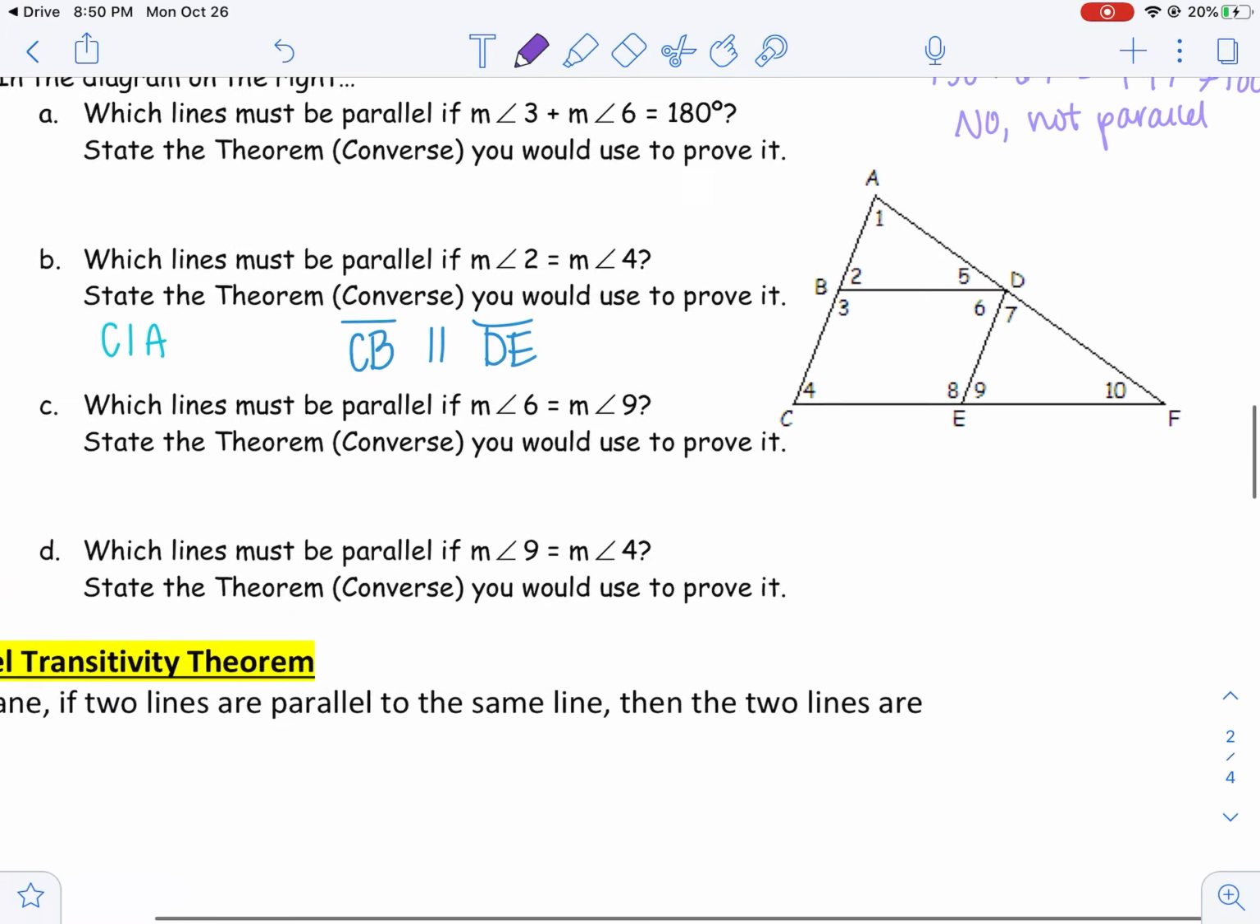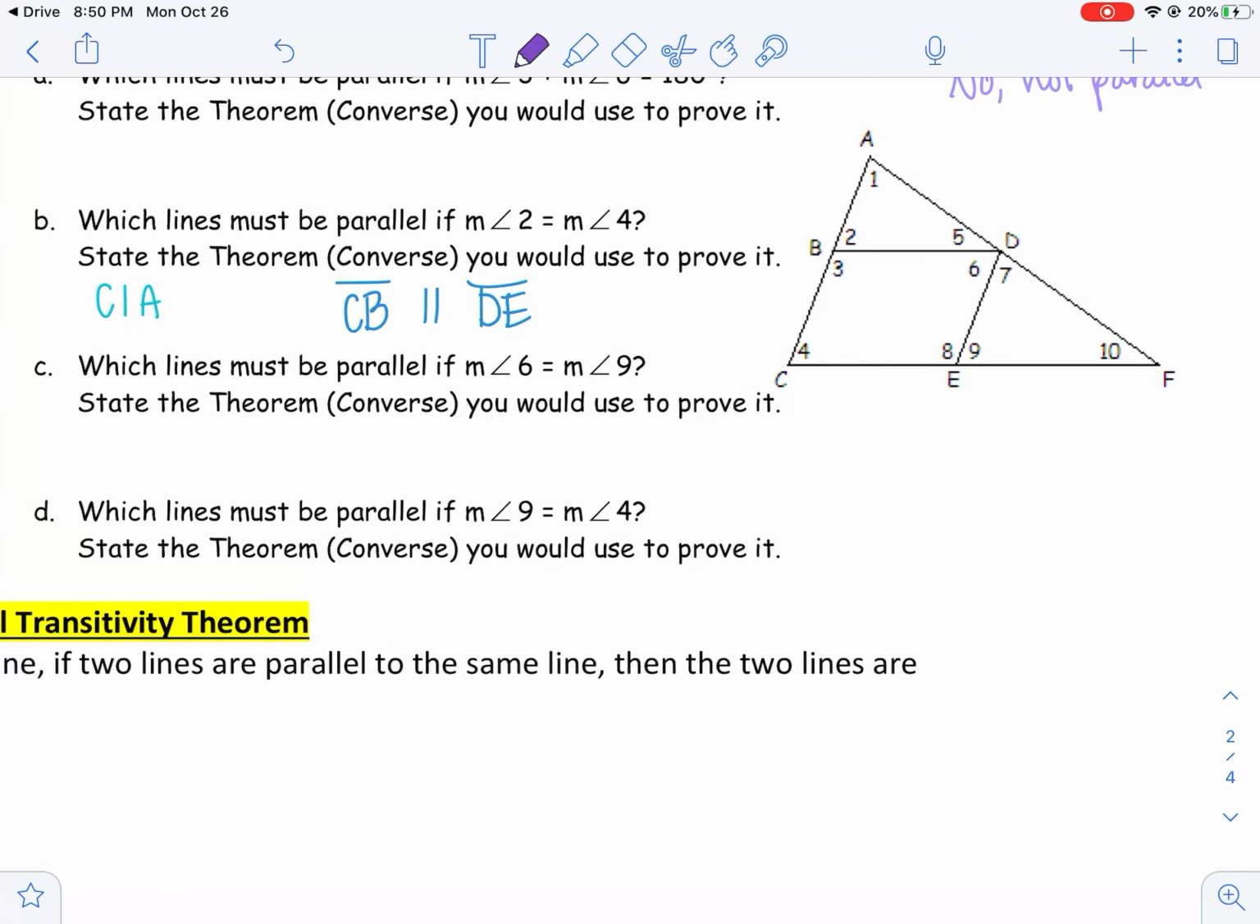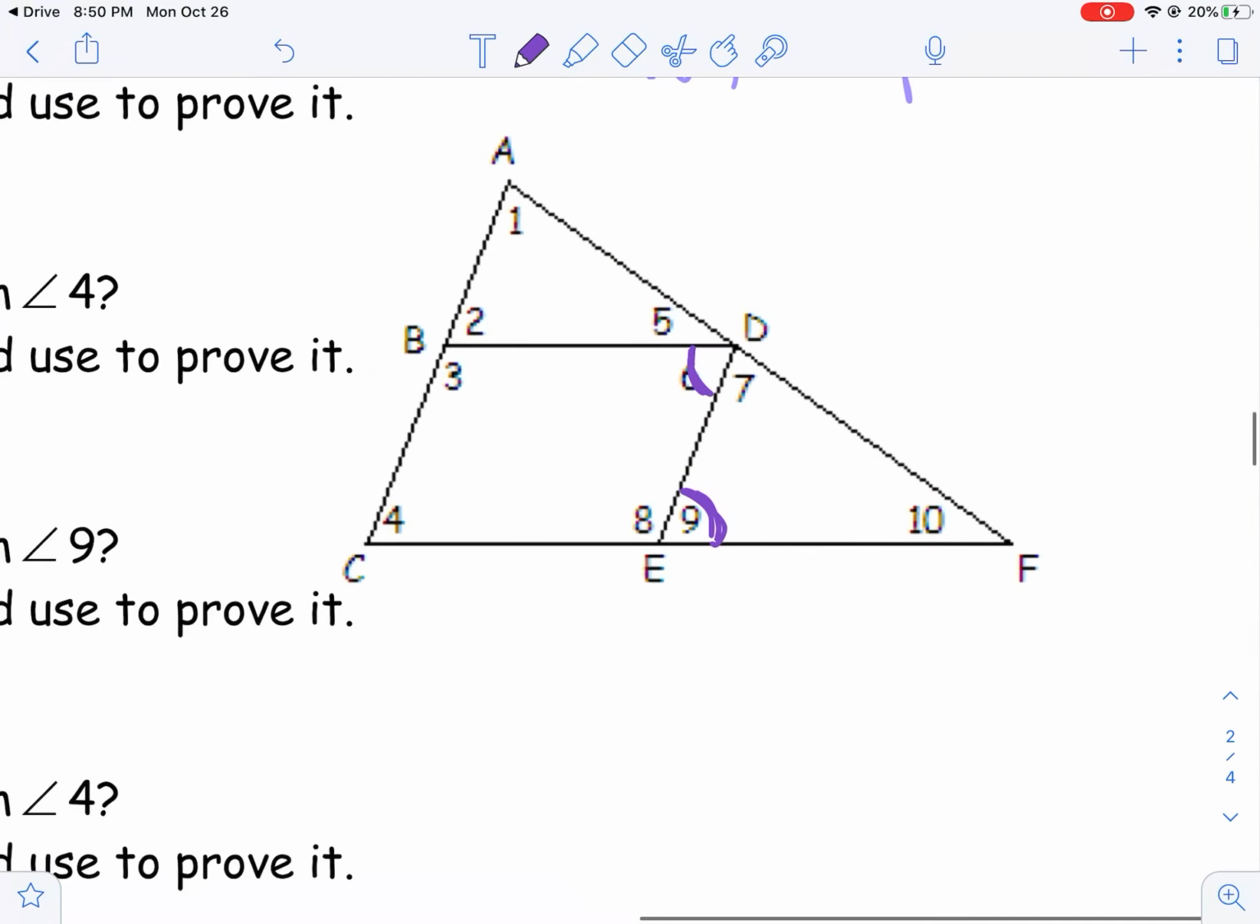Next up, we've got: which lines must be parallel if the measure of angle 6 is congruent to the measure of angle 9? Okay, now, this is where it gets a little weird because we don't have ones that look exactly parallel. A little piece is missing to make it look a little wonky. So I'm going to just assume, based off congruency, that we're going to use some kind of alternate or corresponding. Based on their orientation, I'm guessing they're not corresponding, so I'm going to assume alternate.